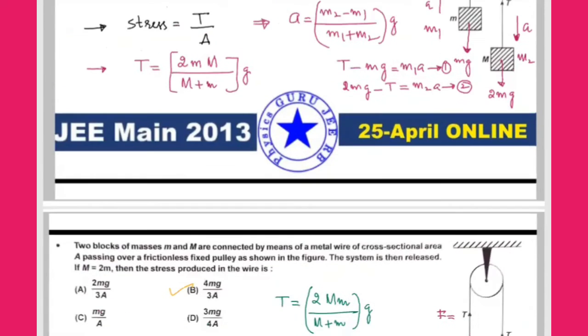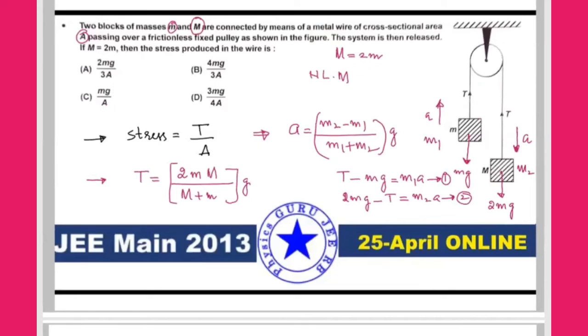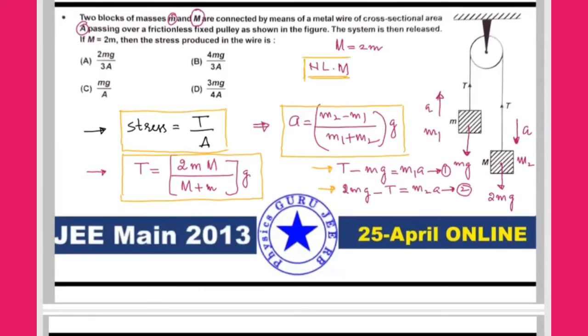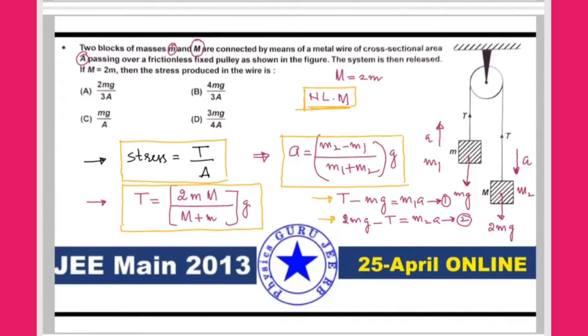So what are the equations that we used? Only the acceleration of the Atwood machine we have taken from NLM, Newton's laws of motion. So T is equal to 2m, this one. Now stress is equal to T by capital A, right? These are the two equations from that one. We are taking this from NLM. Hope this is clear. This is based on Atwood machine plus elasticity.